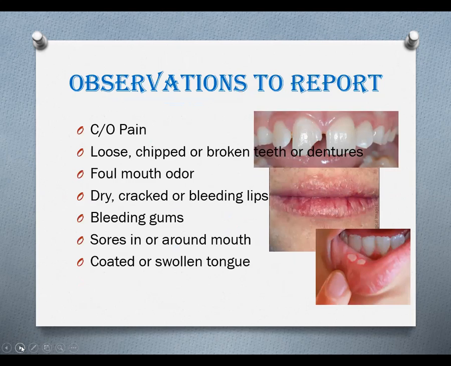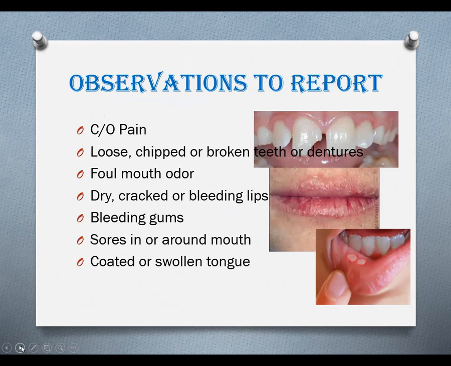When performing oral care, be observant. Observe and report if your resident complains of any mouth pain. If you notice that their teeth are loose, or if they've got a chipped or broken tooth, or even the dentures, like we note when cleaning the dentures, inspect them to see if they've got any problems. If they have any chipped teeth, you will want to report that.